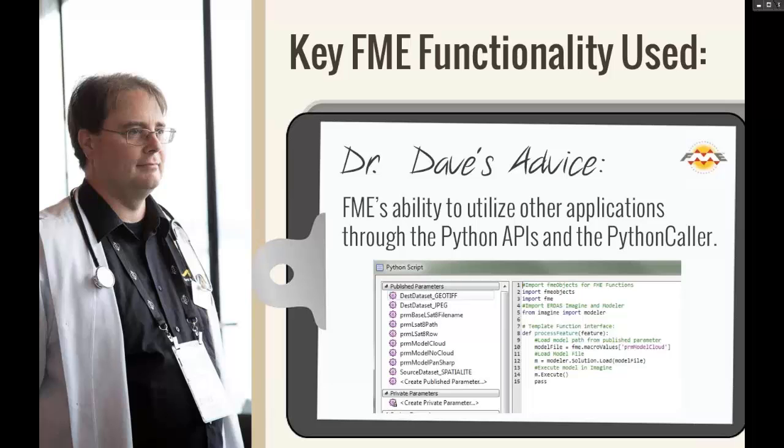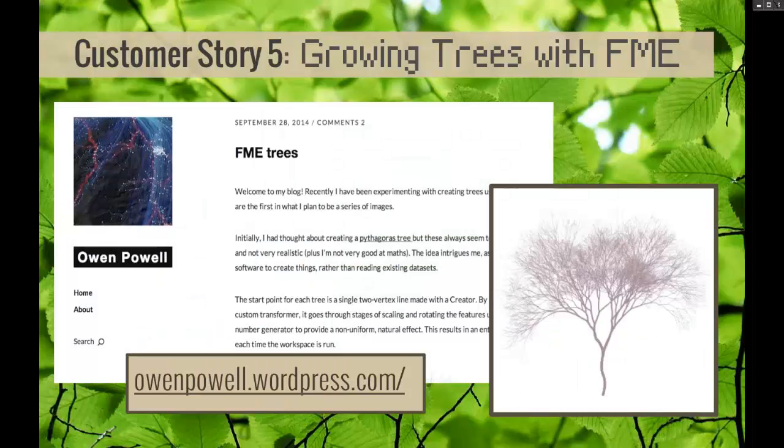We're almost out of time, Dave. I think we have one more thing. This is just for fun from our friend Owen, who's growing trees with FME. Owen was the winner of our Mapnik contest, and he's begun a blog playing with Mapnik and FME. No two trees are the same. These are somehow generated randomly. If I remember my fractal days, it looks like a bifurcation fractal.